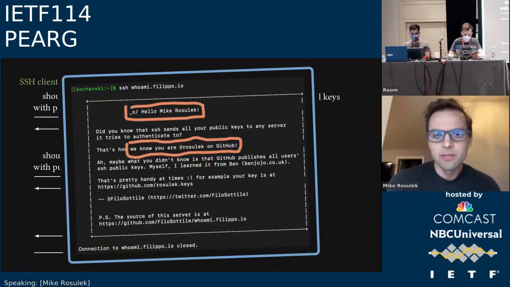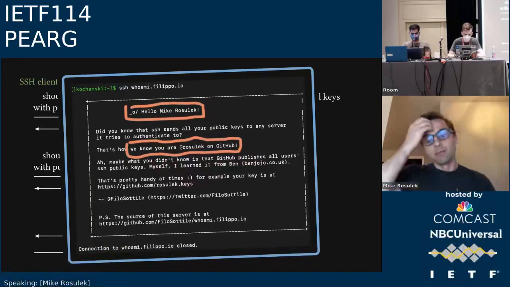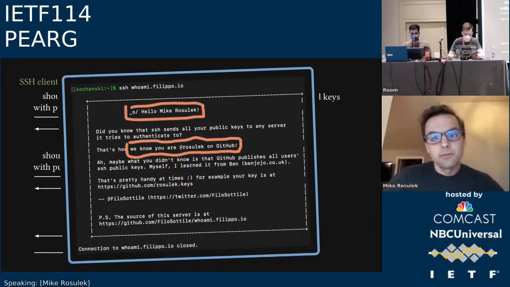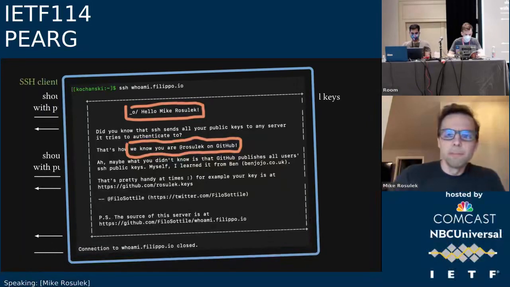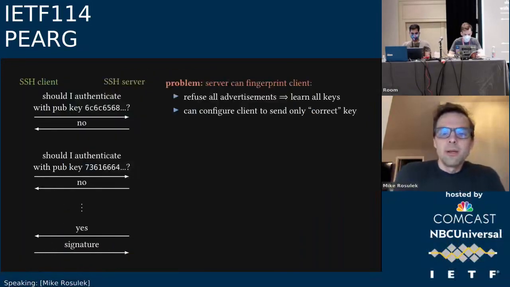The reason this works is that my public key for GitHub SSH is loaded into my SSH agent all the time because I'm always using GitHub. So my SSH client offers it to Filippo's SSH server, and he has a database of public keys. He knows that this public key belongs to this user on GitHub. So this problem can be resolved. You can configure your client to only send keys to the servers that you expect. So this can be resolved with some configuration changes.